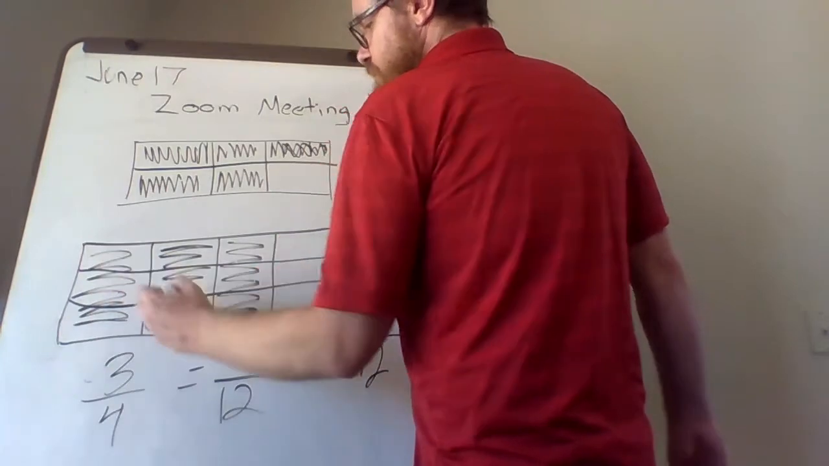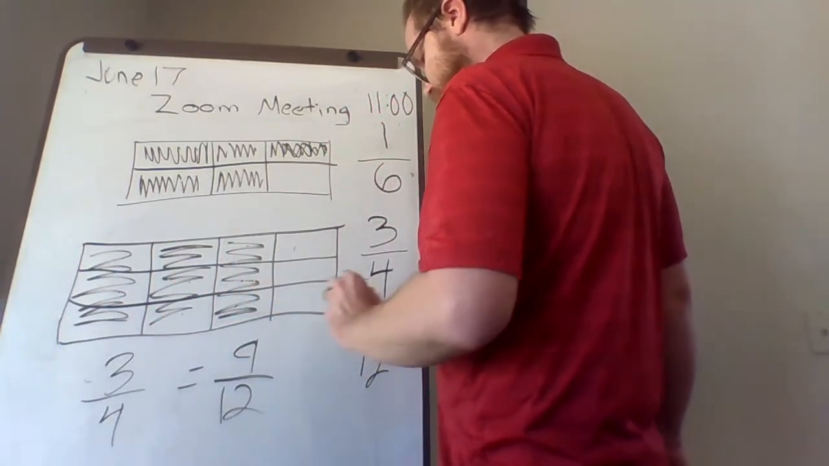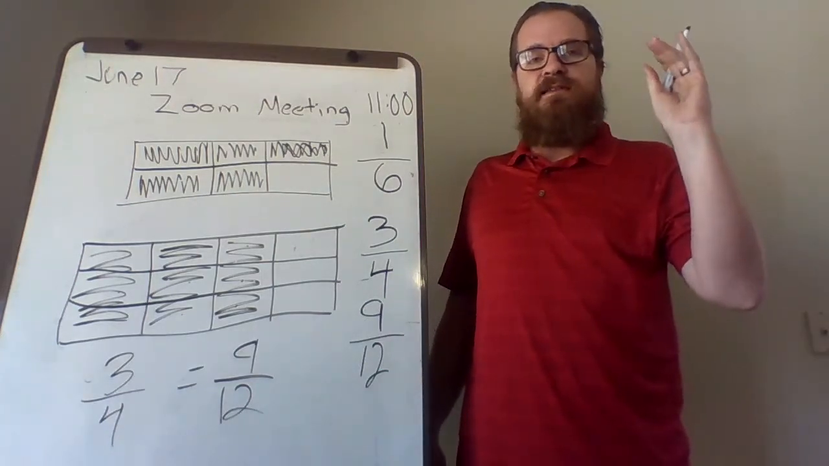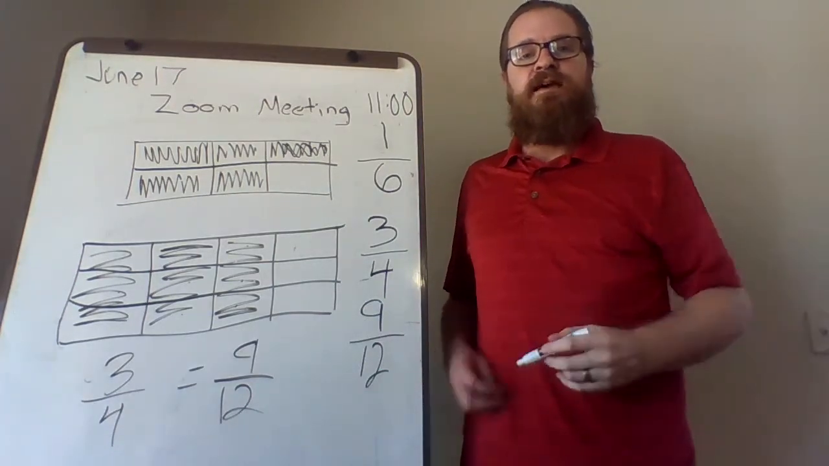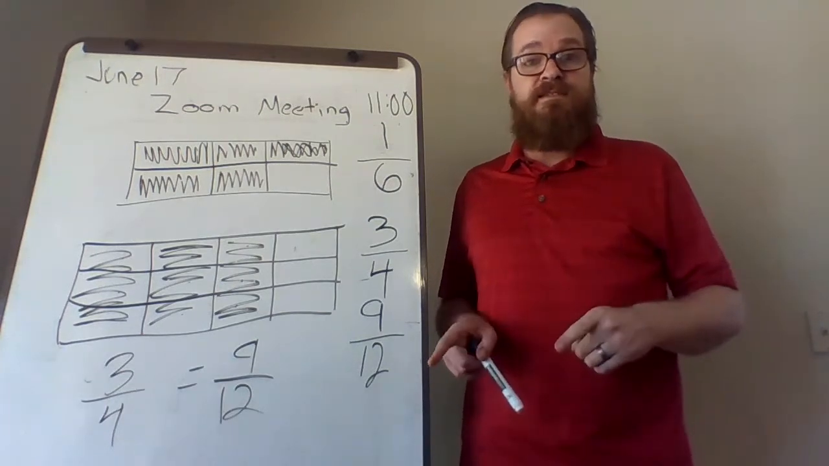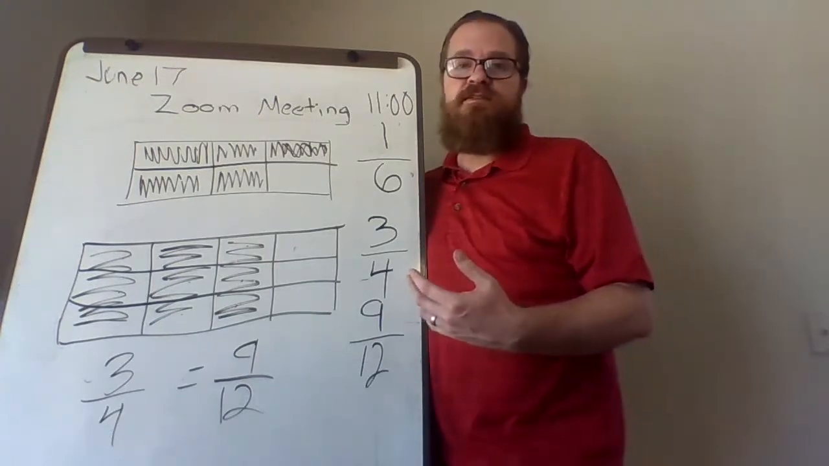1, 2, 3, 4, 5, 6, 7, 8, 9. So I can see with 12 boxes and 9 shaded in, I would describe that as 9 twelfths. 9 twelfths. Okay? Now, let's take a look at this.